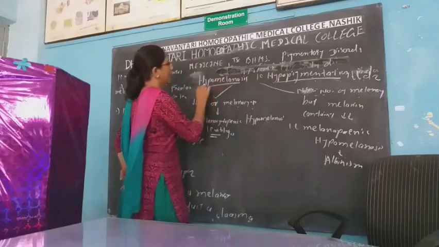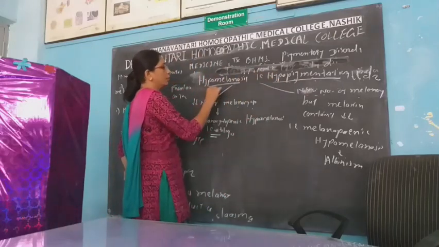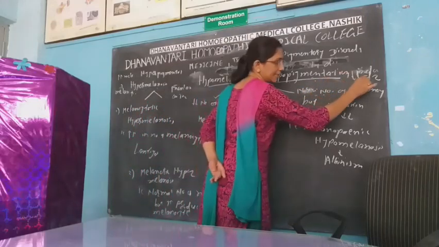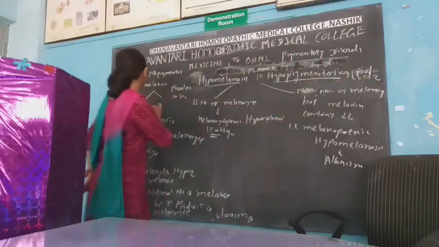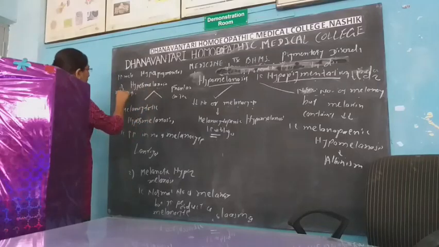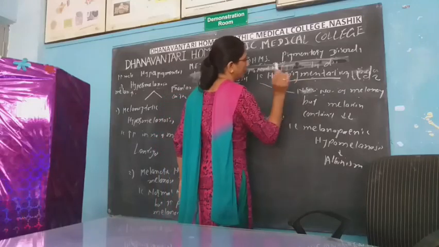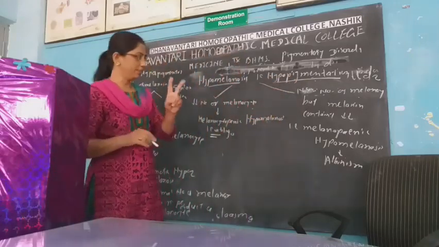Hypopigmentation is also called hypomelanosis. Hypopigmentation or hypomelanosis means decreased content of melanin. Hypermelanosis means increased content of melanin. Now see toward the hypopigmentation. It is again of two types.